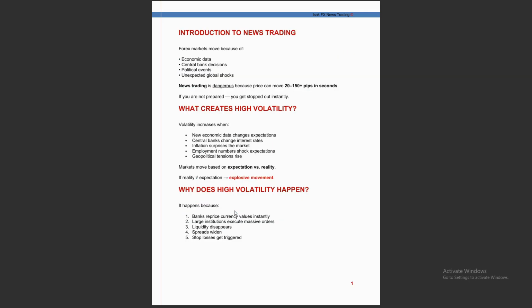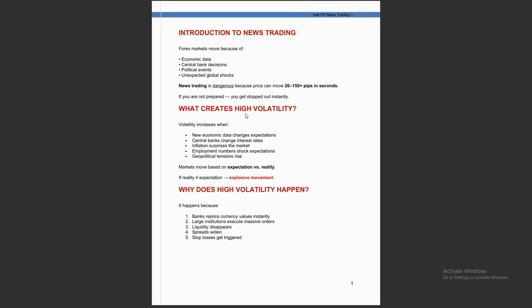The Forex market, as you know, moves because of economic data, central bank decisions, political events, and unexpected global shocks. So news trading is very, very dangerous because price can move 150 plus pips in seconds, not minutes, not hours, in seconds. If you are not prepared, you'll get stopped out instantly.